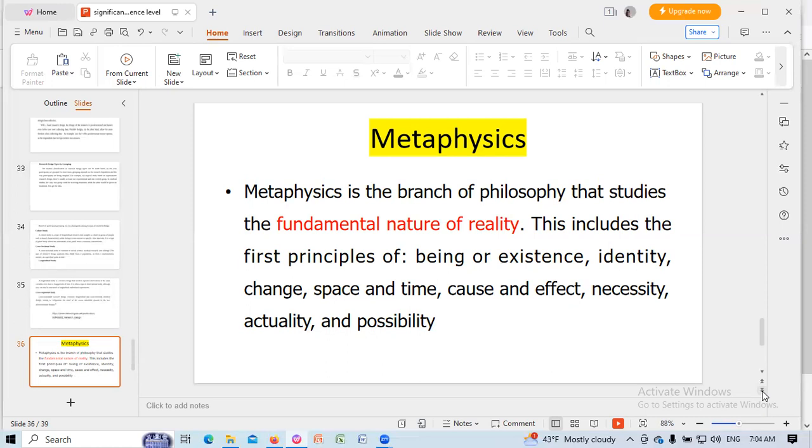This is metaphysics, the fundamental nature of reality. Metaphysics includes being, existence, identity, change, space, time, cause and effect, necessity, actuality, possibility.